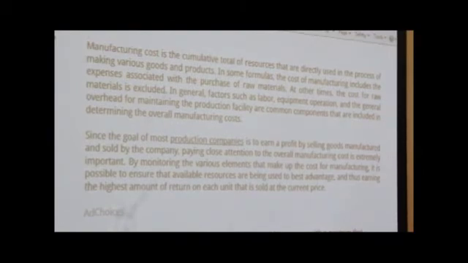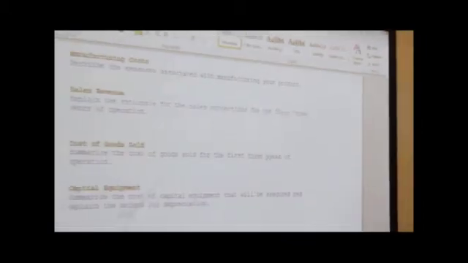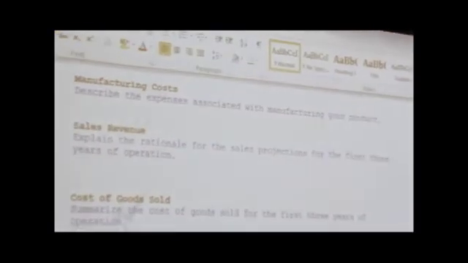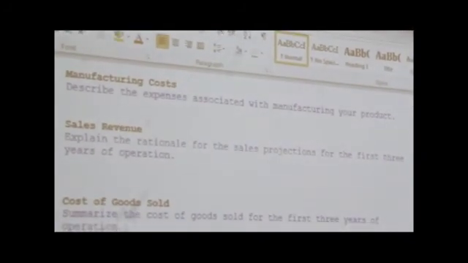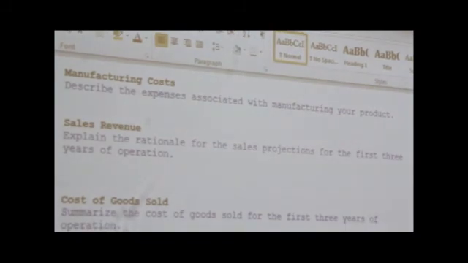Now, we're about to wrap up this manufacturing cost. Look, I think I explained it pretty well. And it's just simple. Describe the expenses associated with manufacturing a product. If you have any questions, you call me, email me, or we'll get together, as I get through explaining everything, and I'll go more in depth with you.